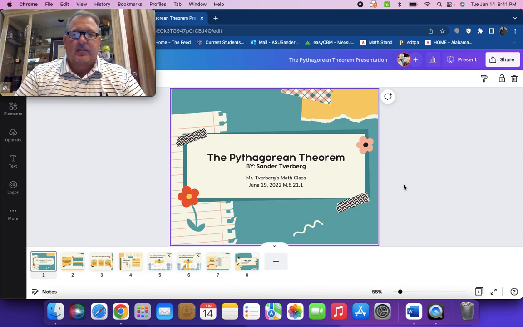As you know, we've been discussing the Pythagorean theorem, and I've passed out some instructions for you to go along with this example I'm going to provide you using Canva to make a presentation on the Pythagorean theorem. As we get into it, on the first page, I want you to title it, put your name on it, the class name, the date, and then of course the standard here of Math 8.21.1.